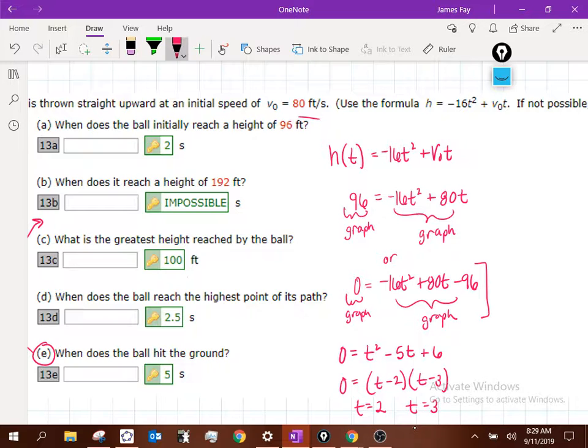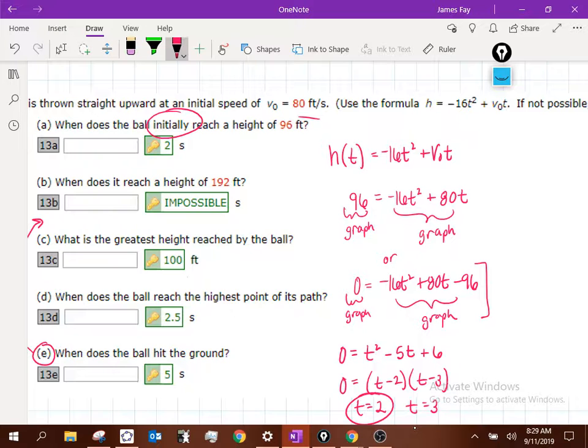Now they say, when does the ball initially reach a height of 96? Because those are times, the initial time is 2, right? We're talking about initial, or usually it's an idea of like time 0. But when we have answers like this, the initial one is the first one you come across, so time 2. Does that make sense?